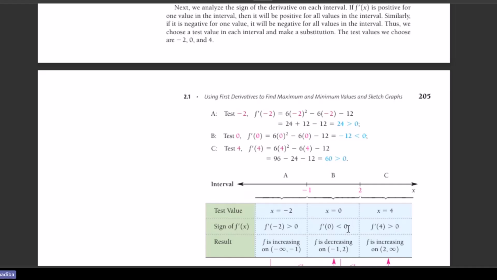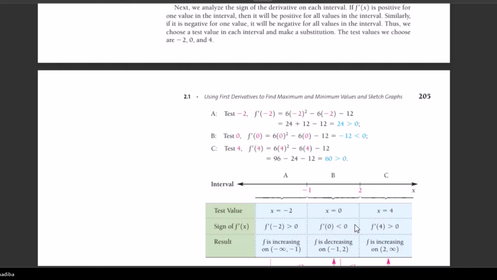The next one, when we substituted 0 into the first derivative, we got -12. -12 is less than 0. So when you substitute 0 into the first derivative, we get a number that is less than 0. Therefore, the interval here is -1 and 2. Therefore, f is decreasing because the number that we got is less than 0. Are we clear?